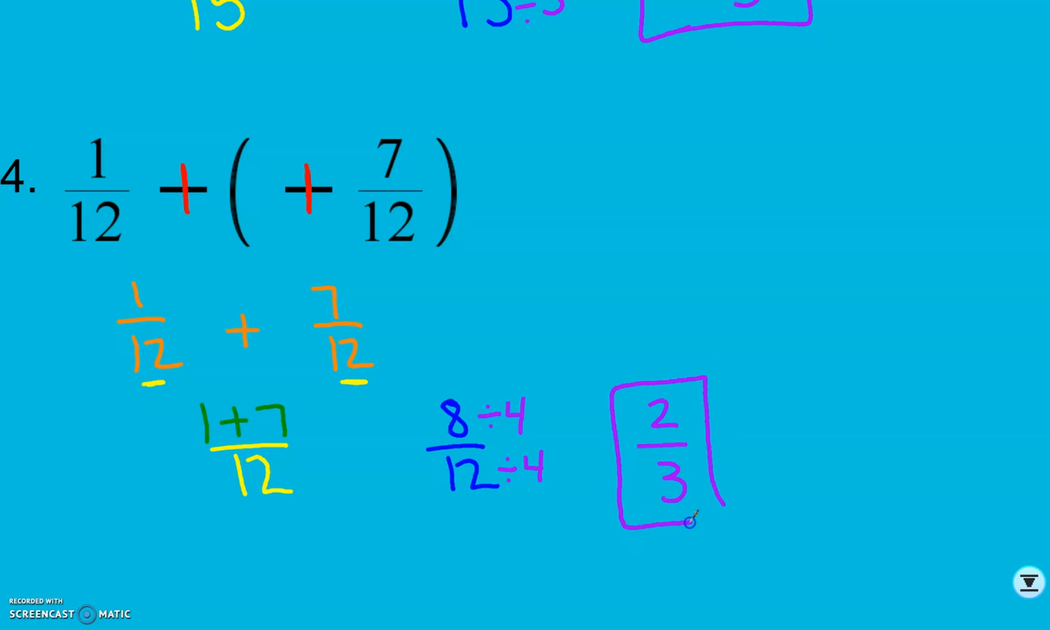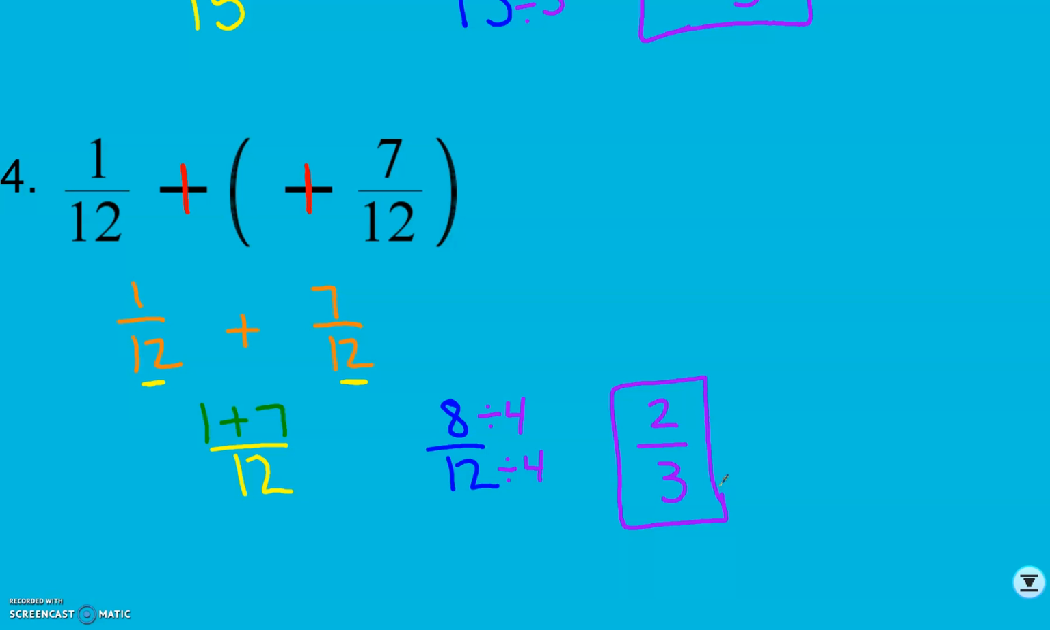Keep in mind, if we didn't recognize that our greatest common factor was a 4, we could have taken a 2 out first, so we'd have had 4 over 6, and then saw that we had something else that could come out. We could take out that last 2, and we could have gotten to the 2/3.